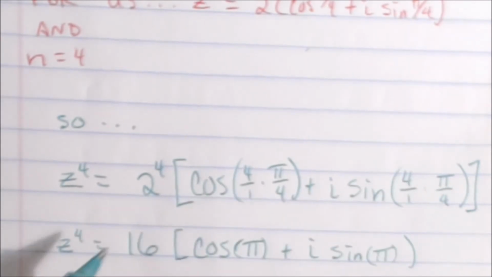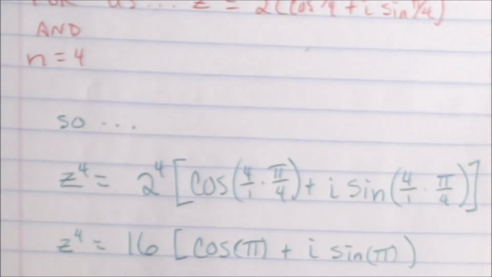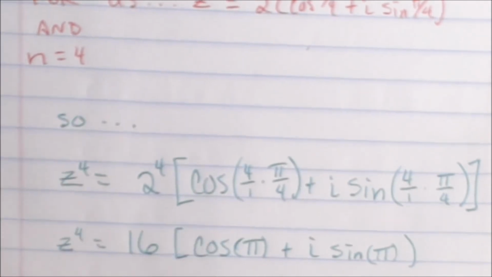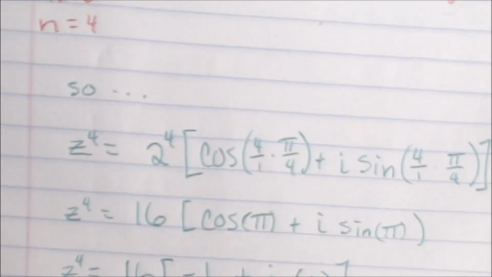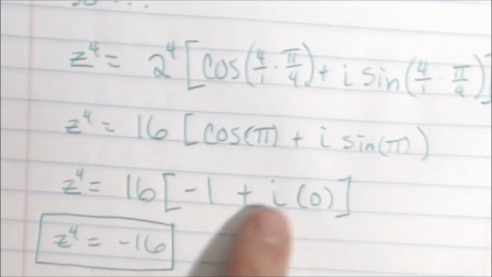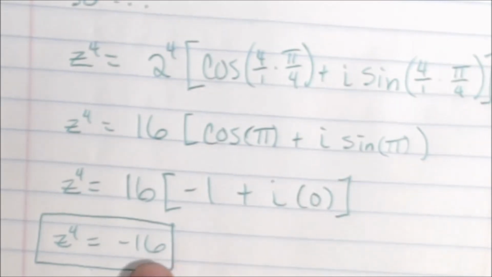So I worked it out, and it turns out that 2 to the 4th is 16. That's 2 times 2, which is 4, times 2, which is 8, times 2 again, which is 16. Cosine of pi is just equal to negative 1, plus sine of pi, which is equal to 0, times i. So at the end of the day, the answer to this problem is that z to the 4th is equal to negative 16.